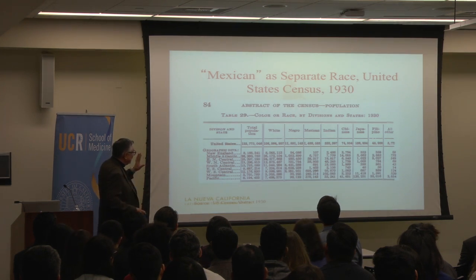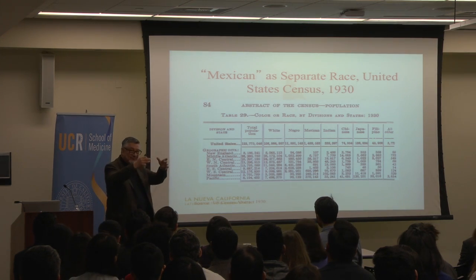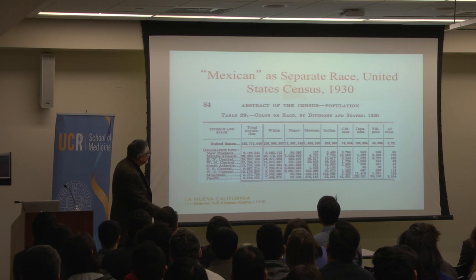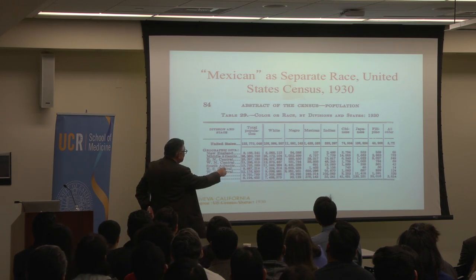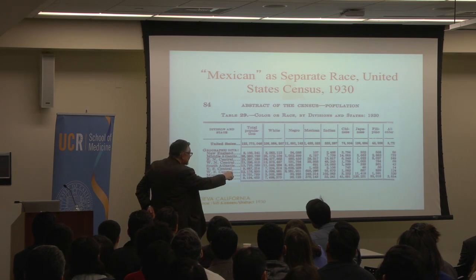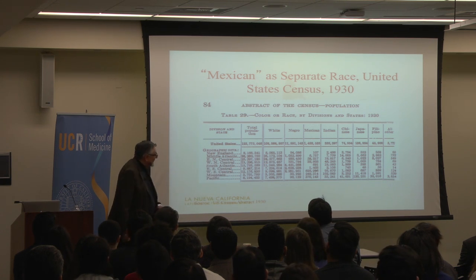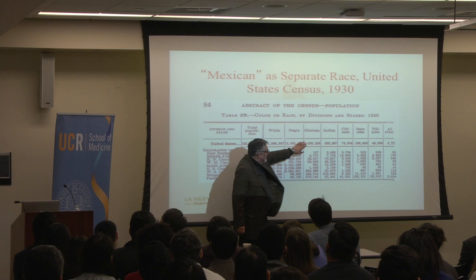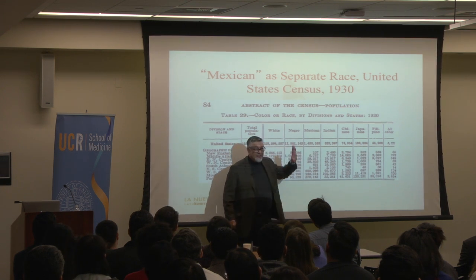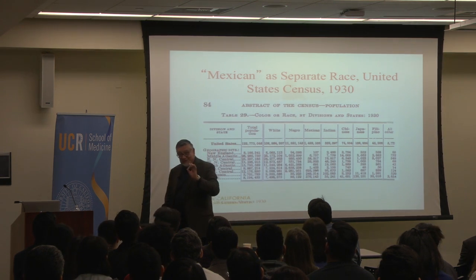Okay, by the 1930 census, actually Mexican was a separate race. So here we have the 1930 census. We know how many whites there were, how many Negroes, how many Mexicans, Indians, Chinese, Japanese, Filipino. Here, the residual, all other. Now, how did someone get into this category? Let's look at the operationalizations.